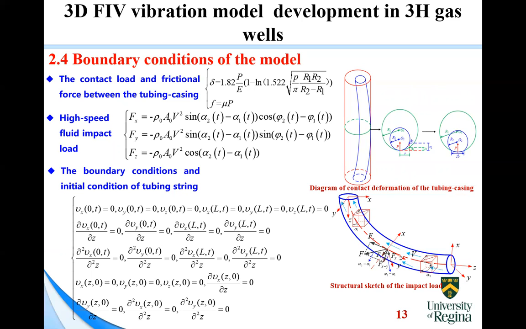In the third equation we also know that during production, the upper end of the tubing string is the tube hanger, and the bottom of the tubing string is the packer.